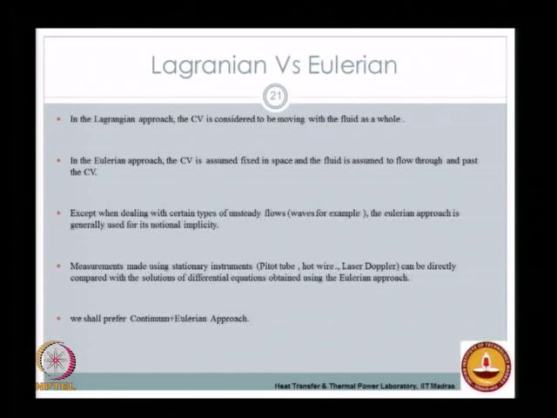So these can be directly compared with the solutions of differential equations which are generally derived using the fixed frame approach or the Eulerian approach. Therefore, when we derive these governing equations, we shall prefer using the combination of continuum and also the Eulerian approach.